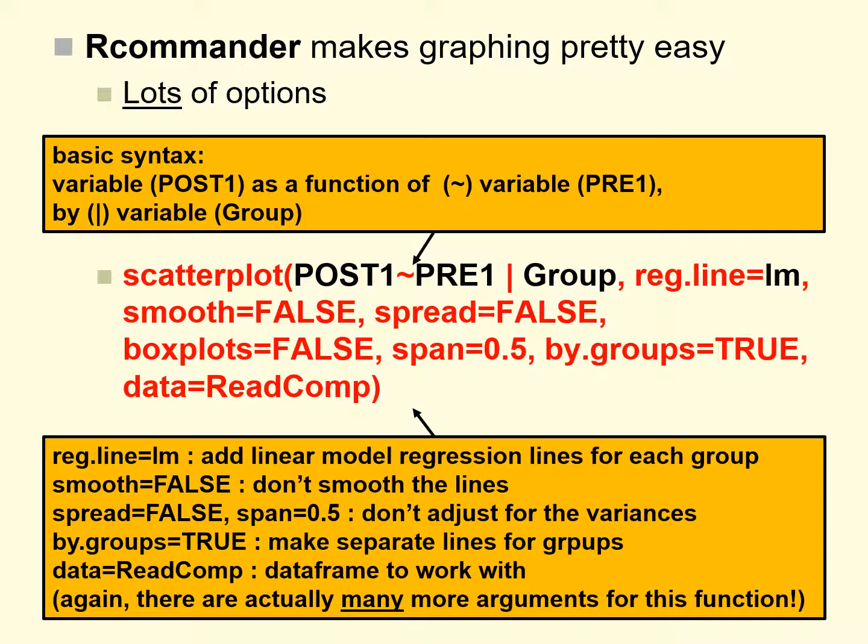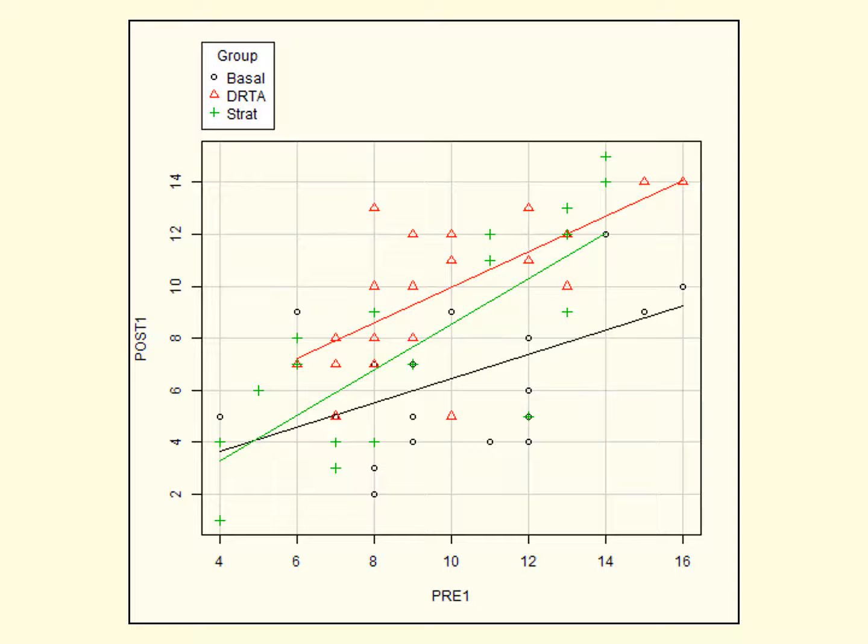And as was the case with some of the earlier functions we looked at, there are actually a lot of arguments that can be made here. Happily, Rcommander handles a lot of that stuff for us. And the output we get is pretty cool. So this is nice. We see here our different groups for our different types of training, and we see the relationship between pre-training ability and post-training ability in each one.